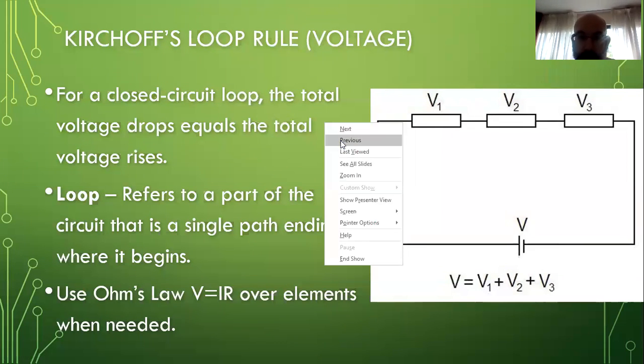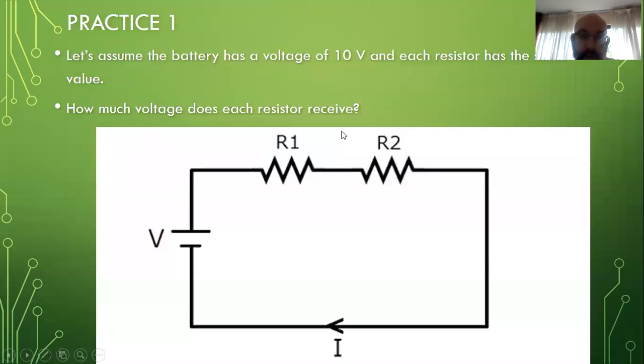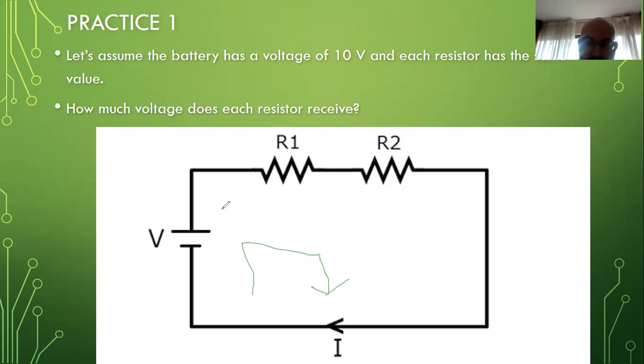Let's take a look at a practice problem. Let's assume that the battery has a voltage of 10 volts and each resistor has the same value. How much voltage does each resistor receive? What we're going to do is first draw a loop for our current. And it even shows down here that the current is going to the left, so we can assume that the current is going clockwise. Kirchhoff's law says that the voltage gained, which in this case is 10, has to be spent by these 2 resistors.